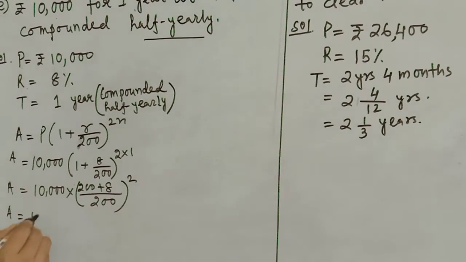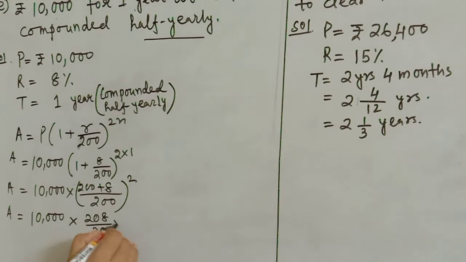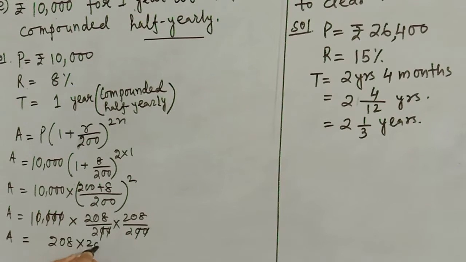Amount is equal to 10,000 into 208 by 200. How many times? It is 2 times, so same thing you write 208 by 200. Now you can cancel, so zeros are there, 1 2 3 4, 1 2 3 4. Now amount is equal to 208 into 208. You can cancel again also.